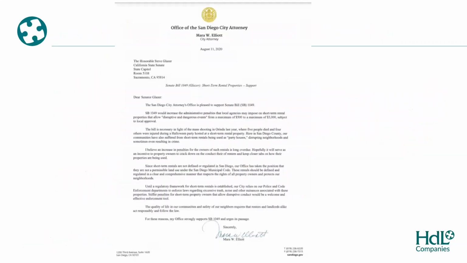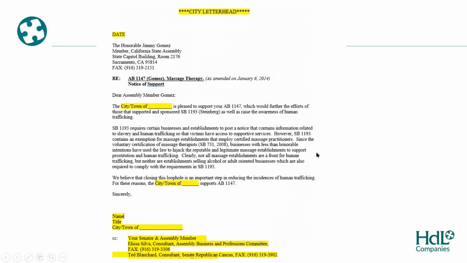All right, so this is an example of a letter. It's a little hard to see, but we're not looking for content right here, of the city of San Diego, right? So San Diego has an attorney. It looks like Mara Elliott is the attorney at San Diego. And Mara has voiced an opposition on a bill. It looks like this is SB 1049. It talks about local agencies and short-term rentals. So they are actually supporting this bill, it looks like. So this is a good one, apparently. It happened last year, and I'm not sure if it ended up going into effect, but it was supported.